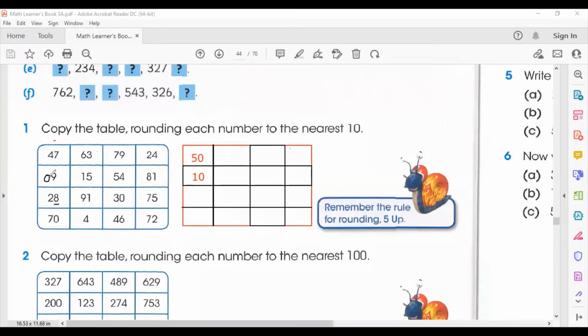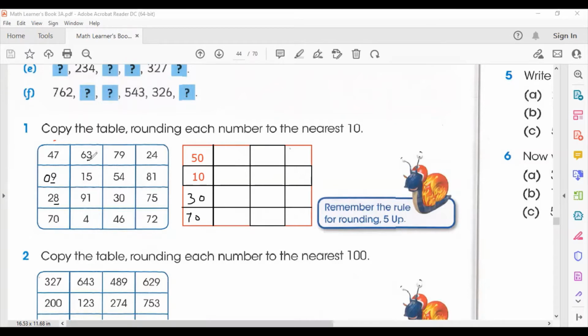Okay. Just underline the last digit at ones place value. It is 9, bigger than 5. So 0 plus 1, 1. So 10. 8 is bigger than 5, so 2 changes into 3. So 30. Same like this. It's 0, less than 5. So 7 does not change. As it is, we are writing 70.